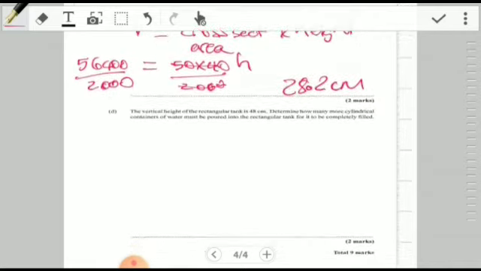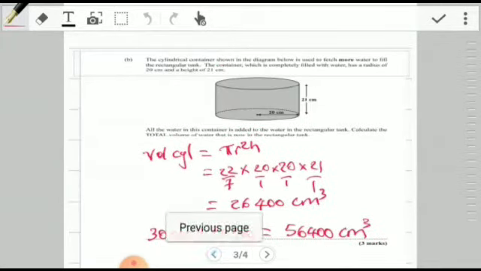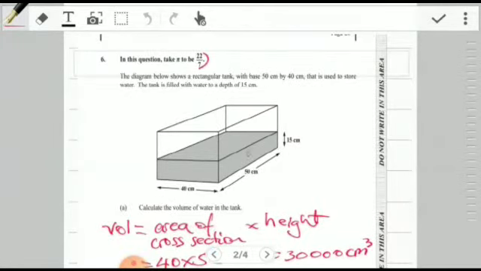Again, now it says we're looking at the vertical height of the rectangular tank is 48. So we're now told that the height of the rectangular tank is 48. Determine how much more of the cylindrical container you need to fill the tank. Let's go back to it and look at it quickly. Here it is, previous. They're just telling us now that the height of this is 48.